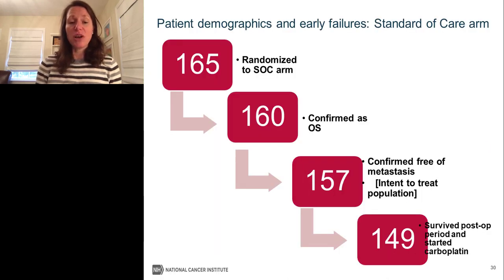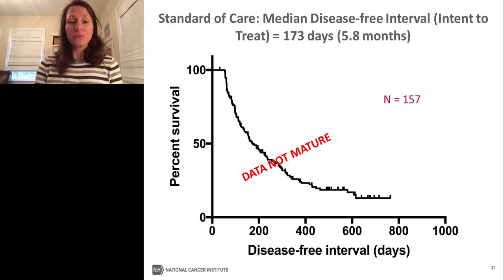And so this is just a snapshot of the types of dogs that have been enrolled and recruited to the standard of care arms. We started out with 165 that were randomized. And then after the process of confirming the disease and confirming that they are free of metastasis, we have 149 dogs that have survived the postoperative period and started carboplatin chemotherapy. This is not fully mature data, but it's pretty close to being complete. We'll have a fully mature data set in the fall of 2019. So in about 8 more months, we'll have this all complete and ready to share with the community.